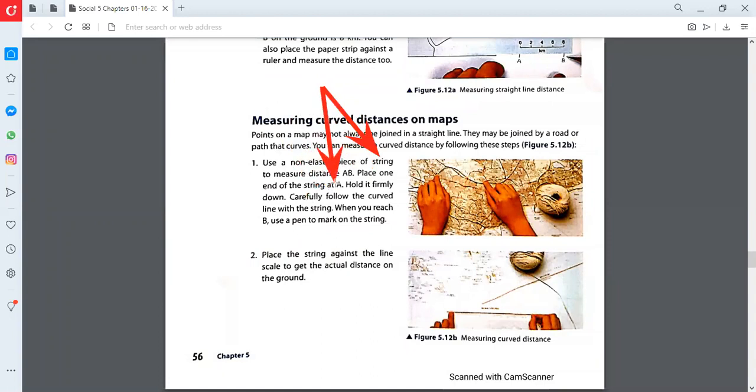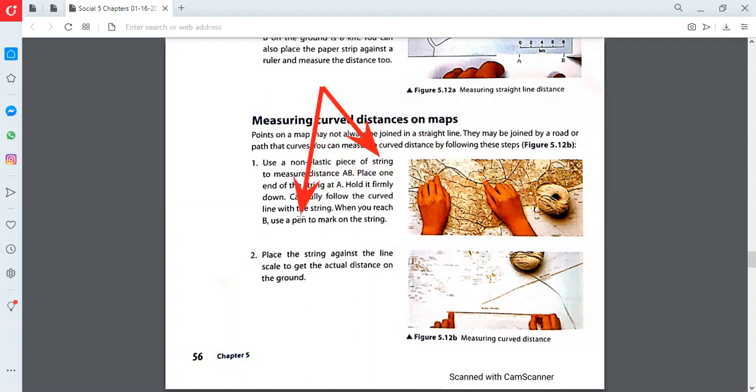Place one end of the string at A. So they are holding it firmly. Okay, carefully follow the curved line with the string. If you see this picture, in this they are placing the string according to the road. They are placing the string or a thread according to the road, where the road is going, they are placing their thread on that road.